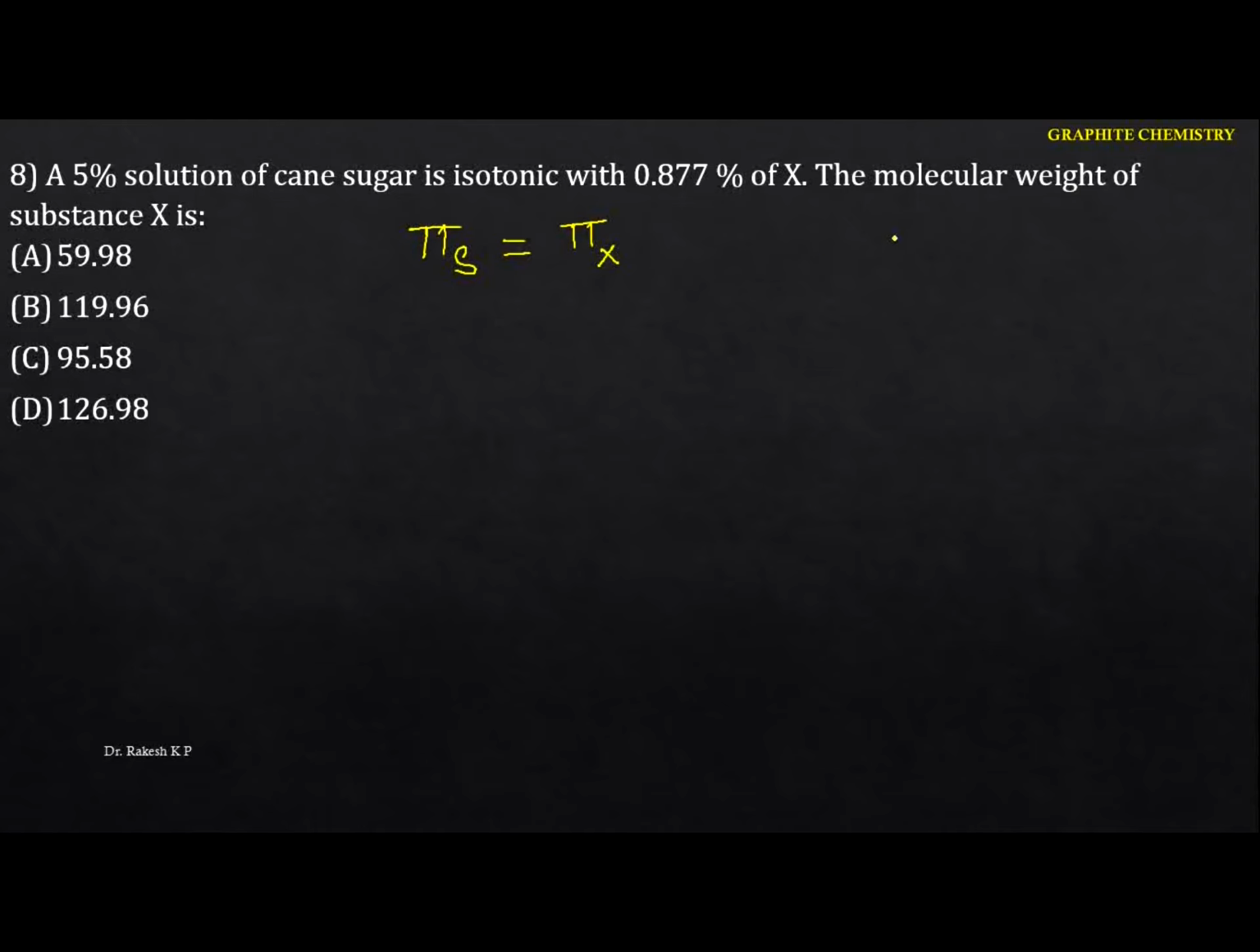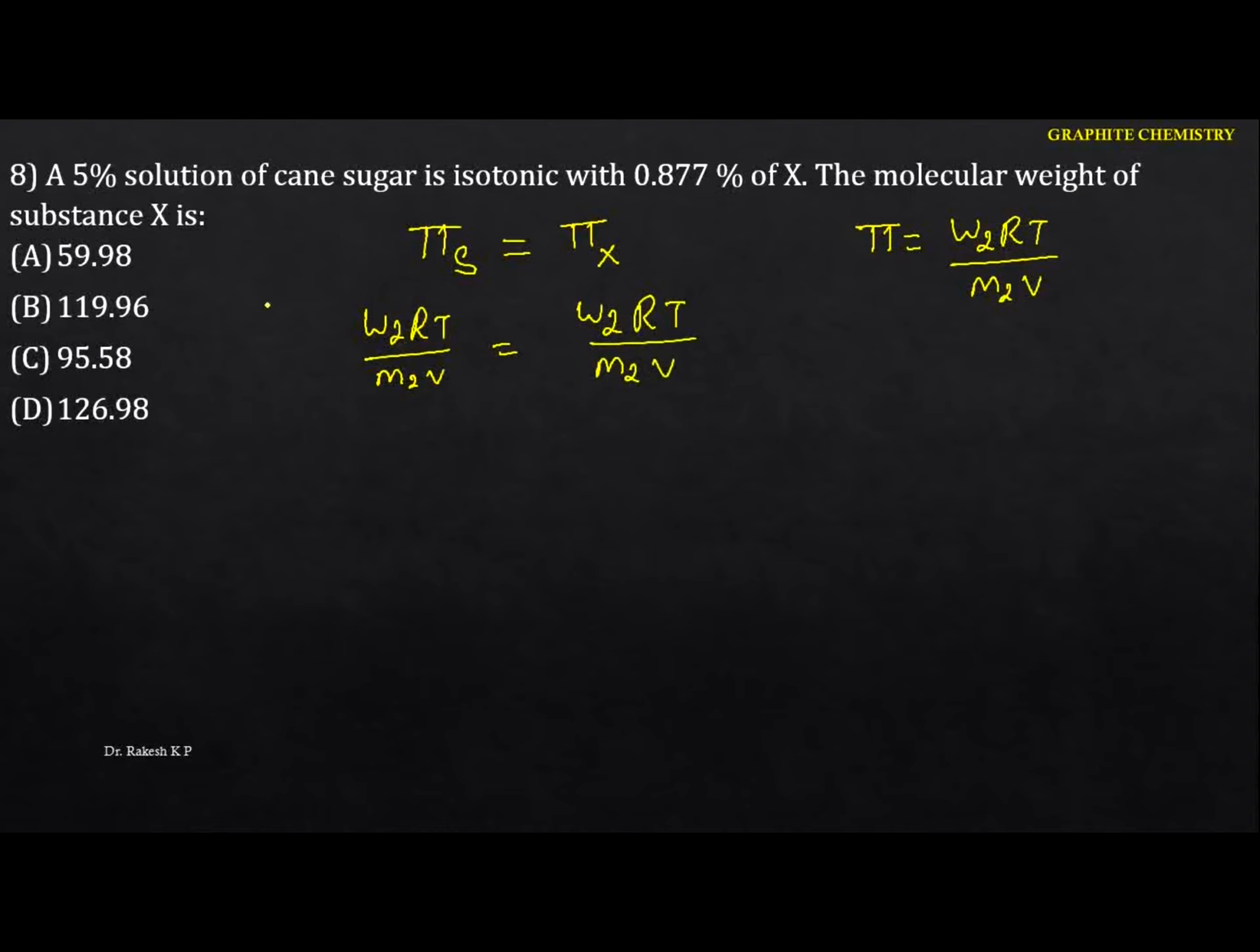So according to the osmotic pressure, how it is related to the molar mass: that is W2 RT divided by M2 into V. Okay, I'm going to write this one here. This is W2 RT divided by M2 into V, this is for the cane sugar. And for the substance X, again I'm going to write the same thing: W2 RT divided by M2 into V.